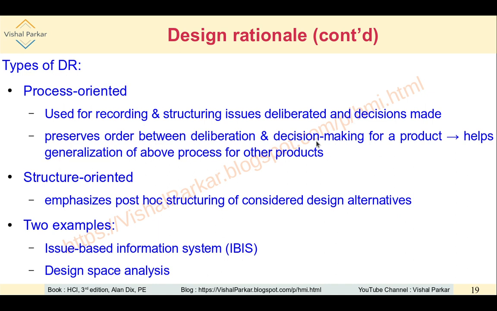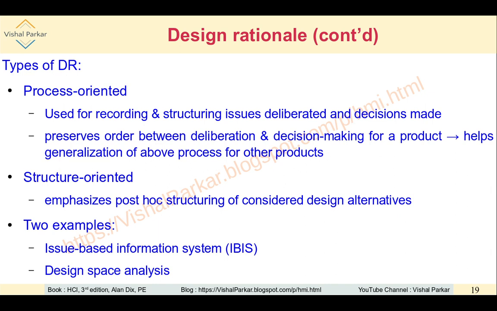Now this helps generalization of the two things that you have seen, deliberation and decision making, for other products as well. As we have just seen previously, based on a particular issue which is found out in one product, the decisions were made or the solutions were identified. So for that issue in that product, a particular decision was made. Now similar issue if it is found in some other product, we can test whether the previous solution can be used here. That is what is called as the generalization of the previous deliberation and decision.